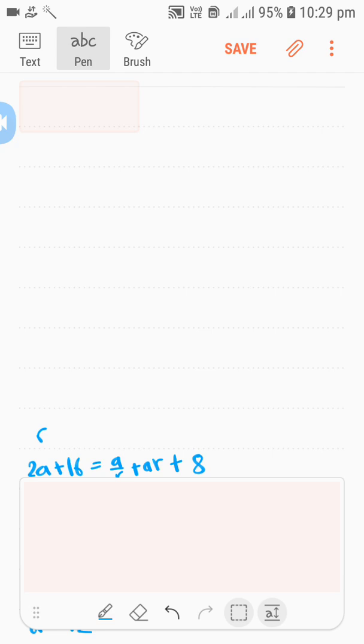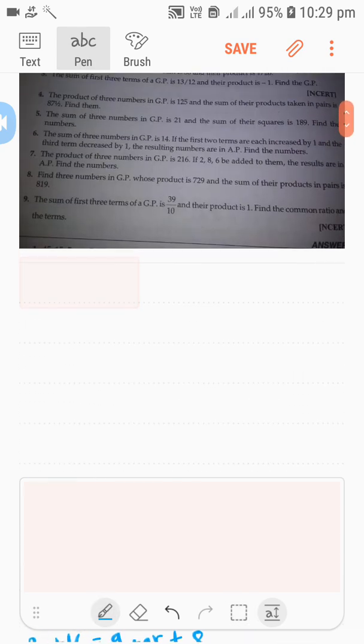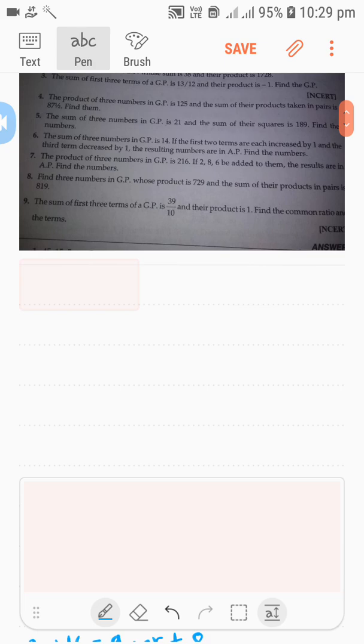Okay, let's solve this fast. So this is the 8th question. The product is 729, which means that the middle term is going to be 9, and the sum of the products in pairs is 819. So these three numbers are going to be 9 upon r, 9 and 9r.